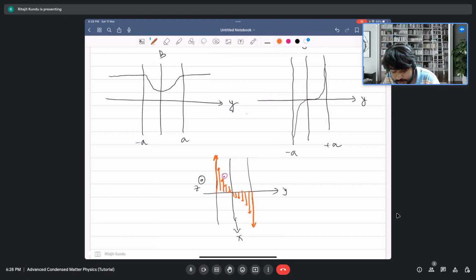But now here we see that there are actually two length scales which we can vary. So what are the two length scales? The one length scale is the slab's width, which is given by 2a, right?